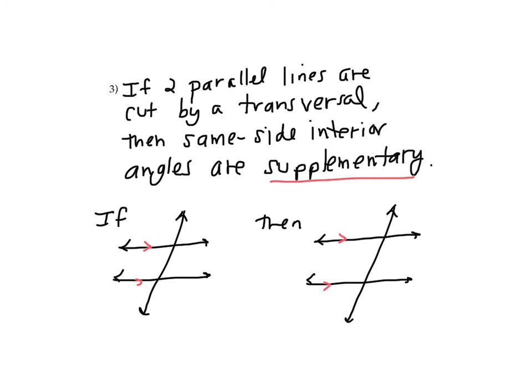So I can't mark them so that they're congruent. Let's number them angles 1 and 2. And we would then be able to conclude that the measure of angle 1 plus the measure of angle 2 equals 180. Or you can say angle 1 is supplementary to angle 2.